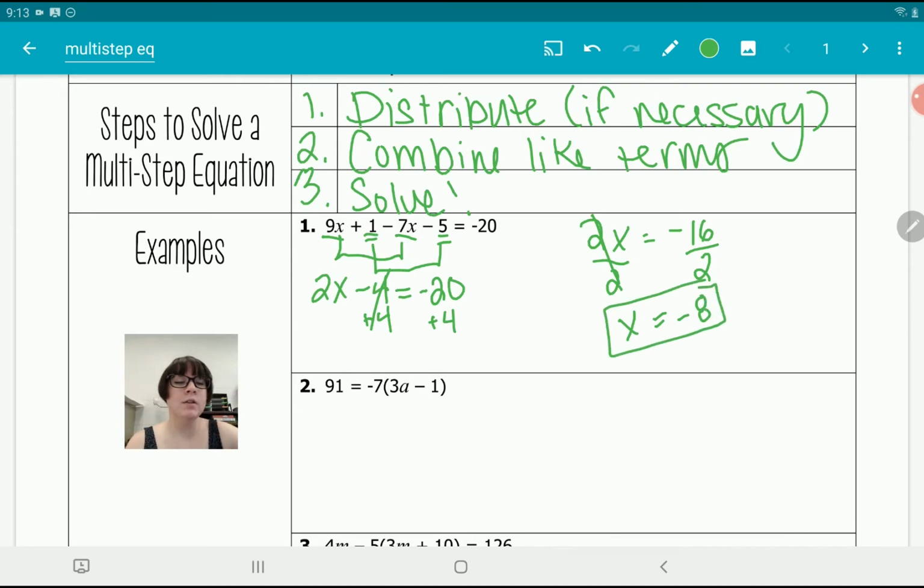Okay, so just follow the steps. Distribute if you need to, if you have parentheses. Combine like terms, so underline the ones that you need together, combine them, and then solve.